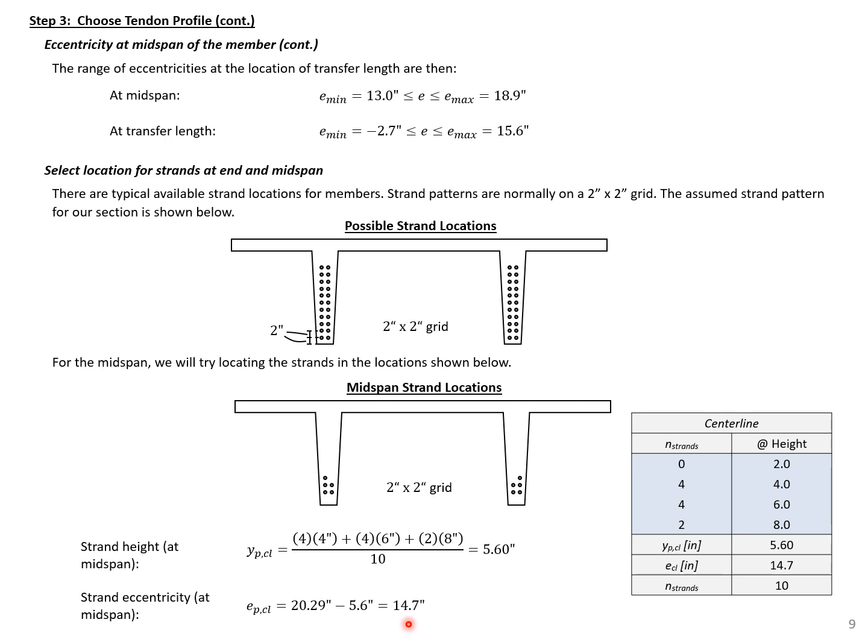This 14.7 falls between our min and max eccentricity, as I talked about above. So we assume that if we use this strand pattern, all of our stresses will check, although we do need to actually check the stresses when we analyze the section, which we'll do on the next couple slides.